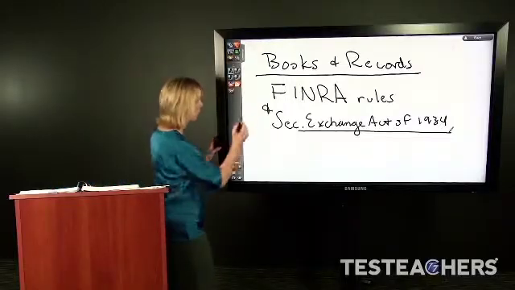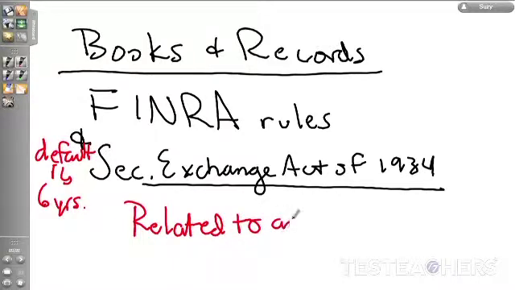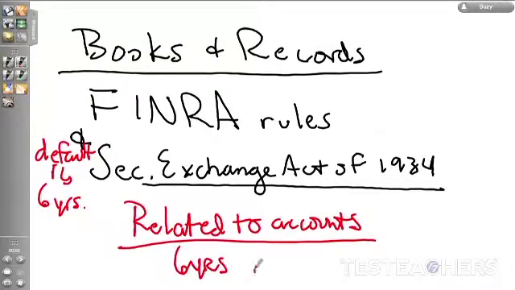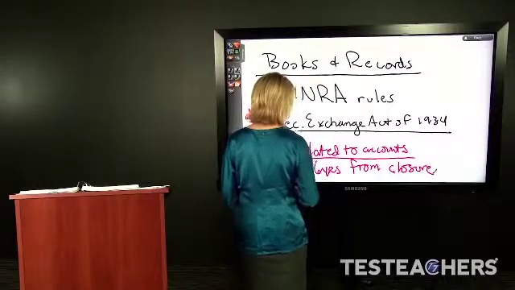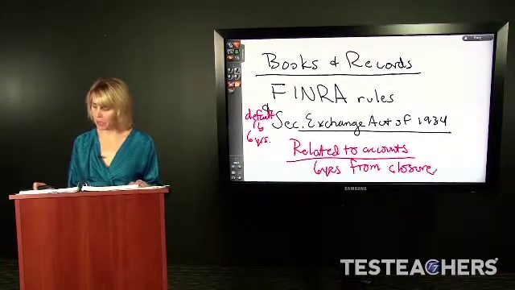If books and records pertain to an account, the retention period is for 6 years after the date the account is closed. So we said default when there's not a rule is 6 years. Books and records related to accounts: 6 years from when the account was closed. So you're going to have to practice with some of these dates. You're going to see here that there's going to be a lot of them.